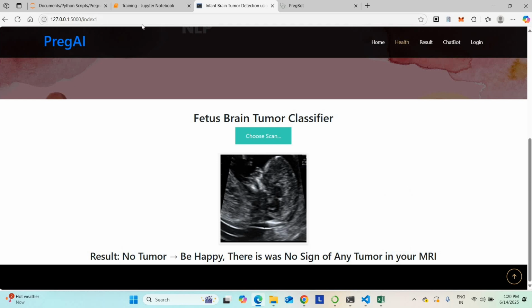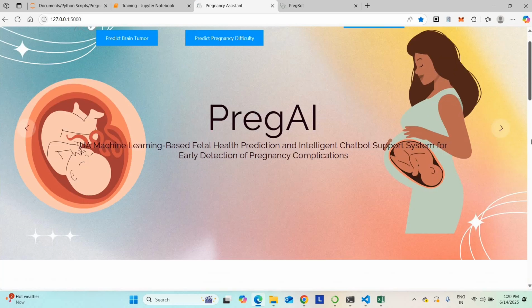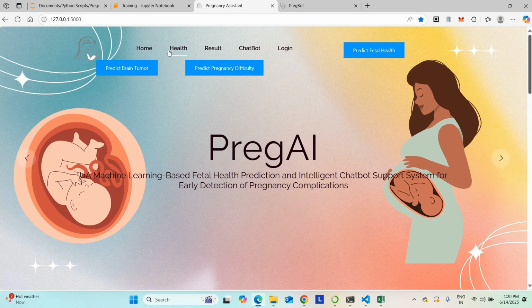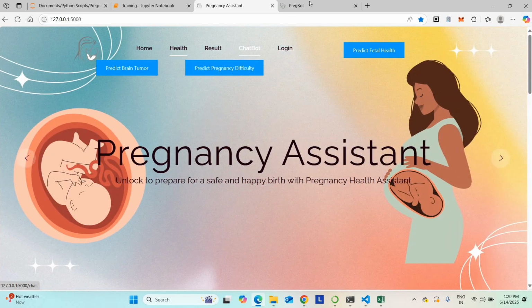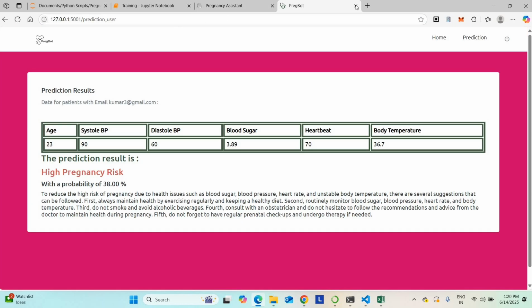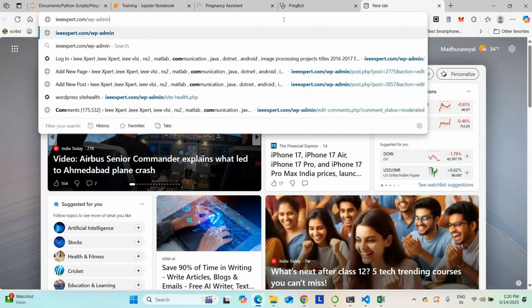See how perfectly it works. This is a very wonderful project, which has 98% accuracy. There are four different functions in the project: predict fetal health, predict brain tumor, predict pregnancy difficulty, as well as the chatbot. Various parameters are with this project. This is a very accurate project.